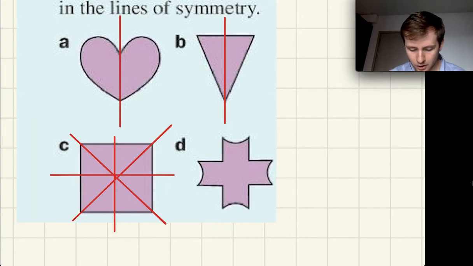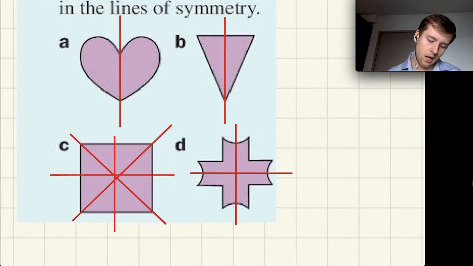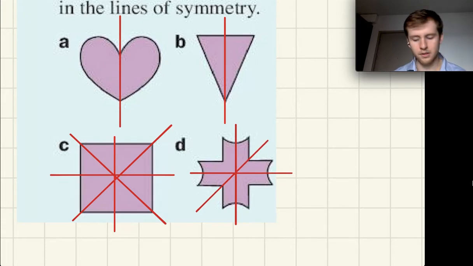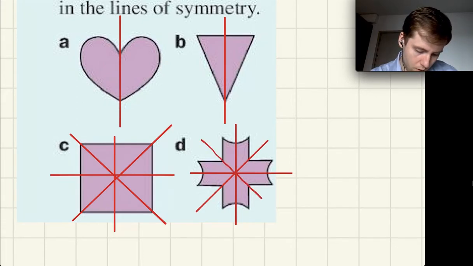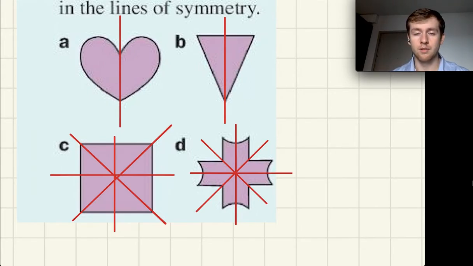The next shape is even more tricky. We can fold it like this, and like this, and we can also fold it like this. It's also going to be a line of symmetry. And also we can fold it here. And again, this is going to be a line of symmetry. So there are 4 lines of symmetry for this shape.